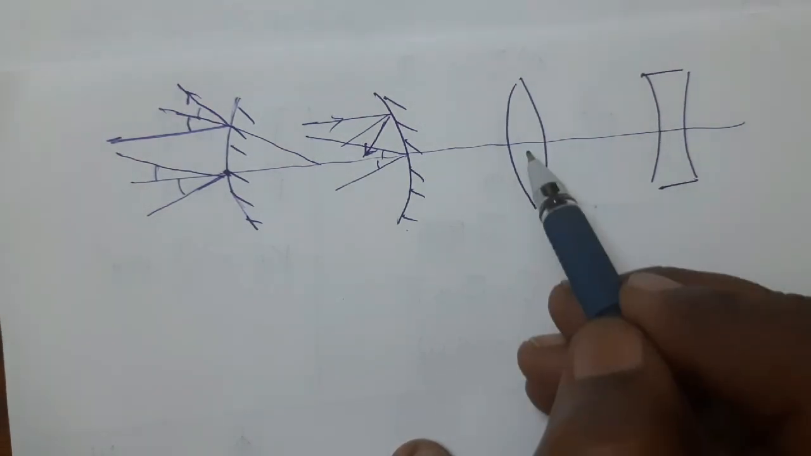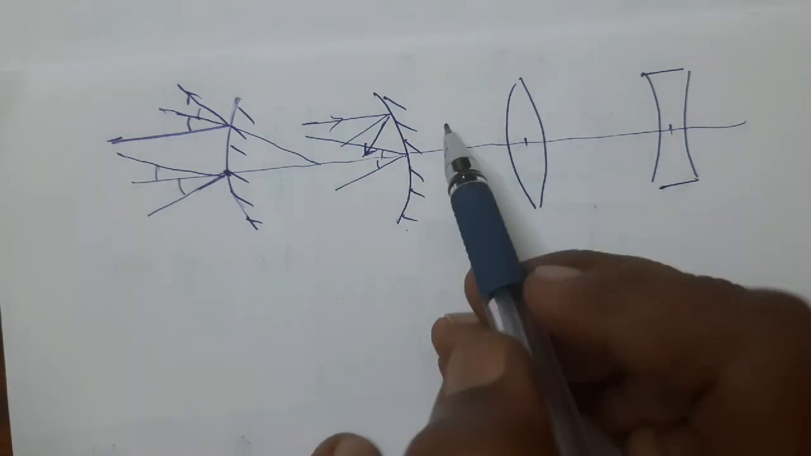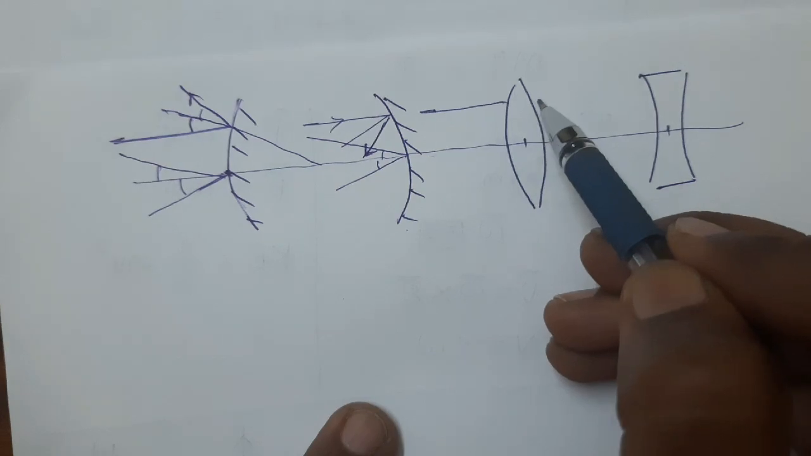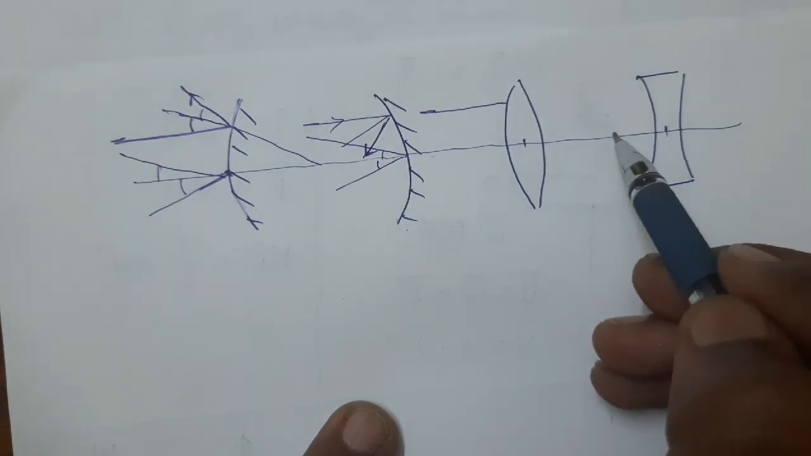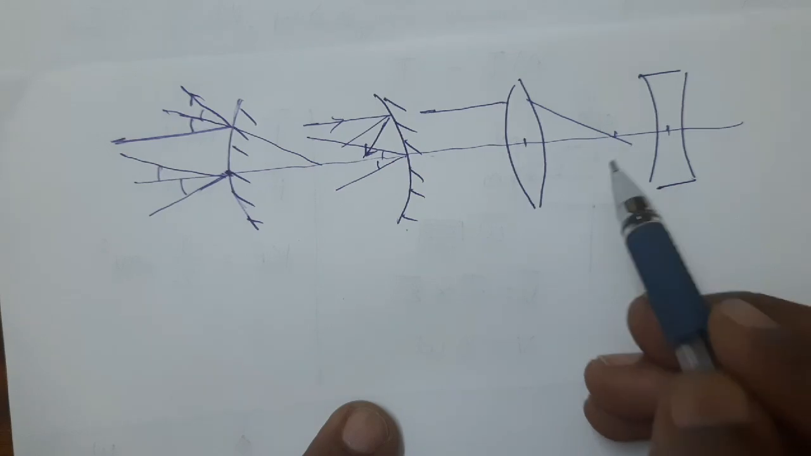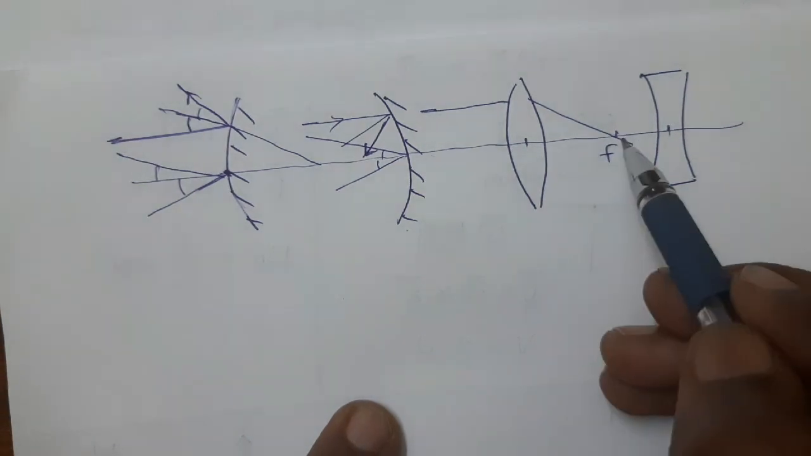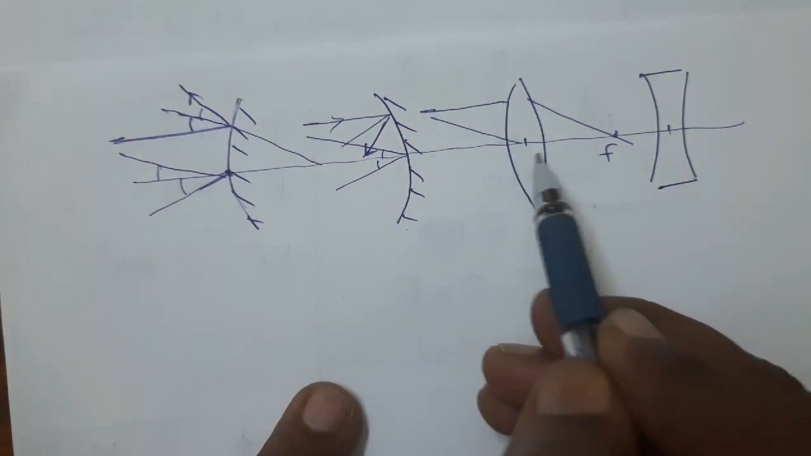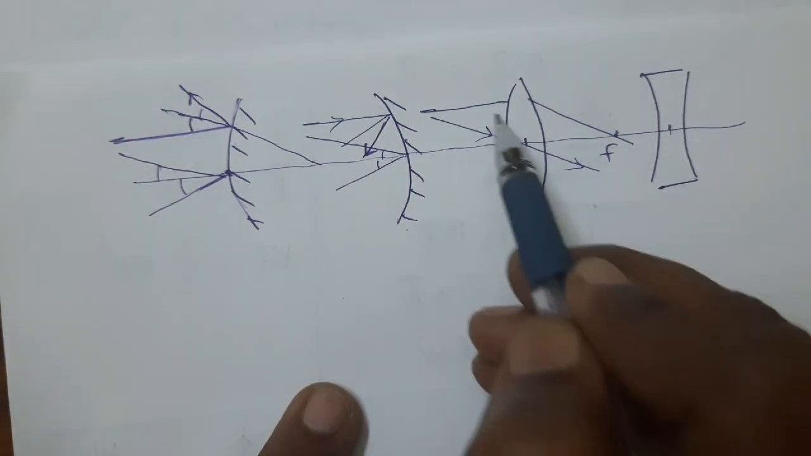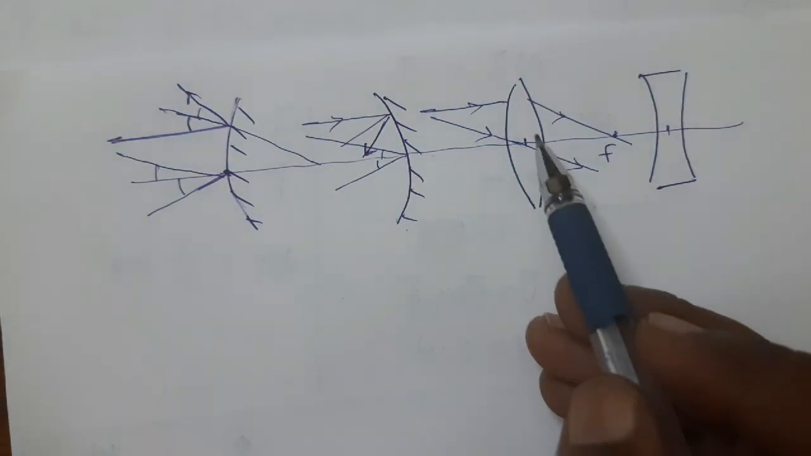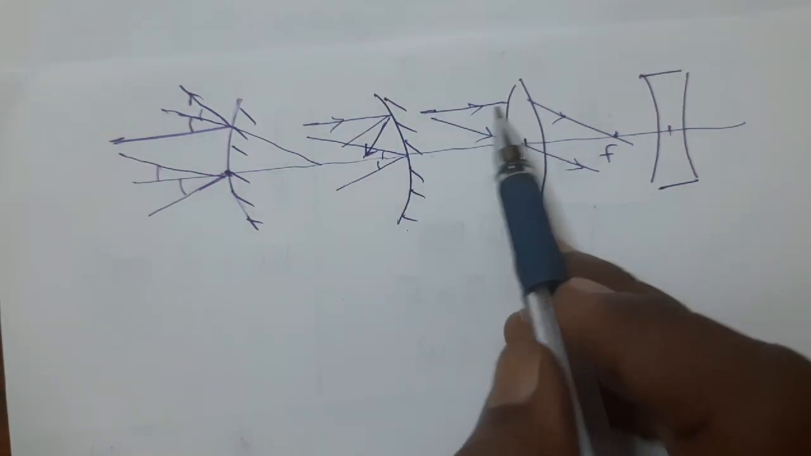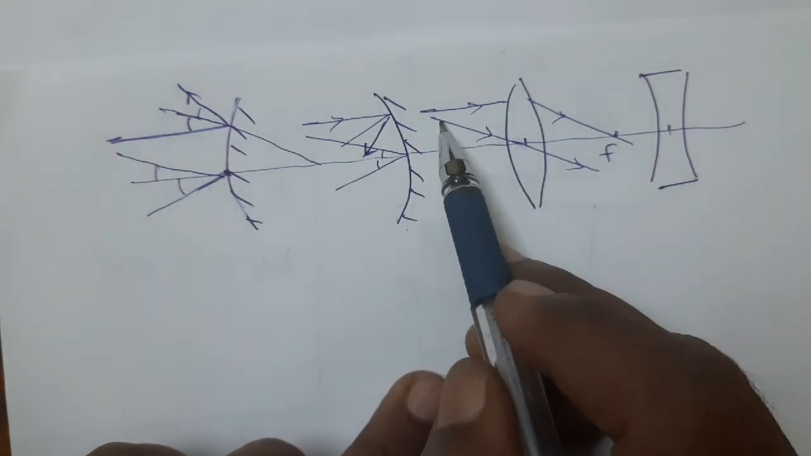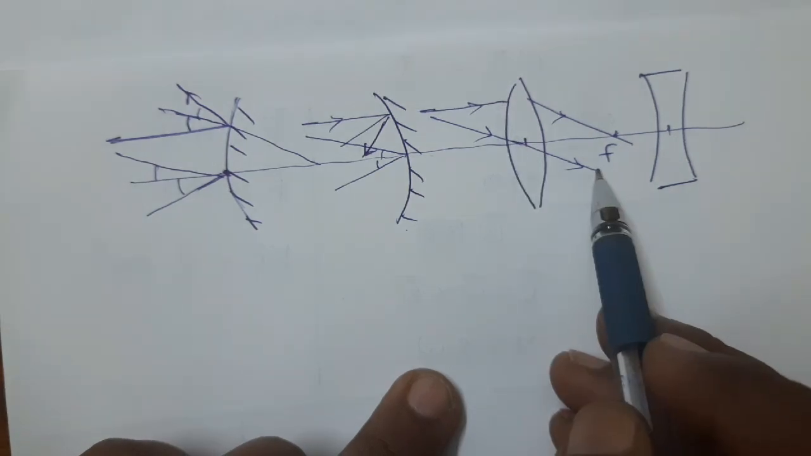In case of a lens, this is the pole of a lens, and the ray which is traveling parallel to the principal axis, after passing through the convex lens, it passes through the focus towards right. Therefore, this is the focal point and it passes through the focus. Whereas the ray which is traveling towards the pole travels undeviated. Therefore, these two rays are important. One, the ray which is traveling parallel to the principal axis, which passes through the focus, and the ray which is traveling towards the pole travels undeviated.